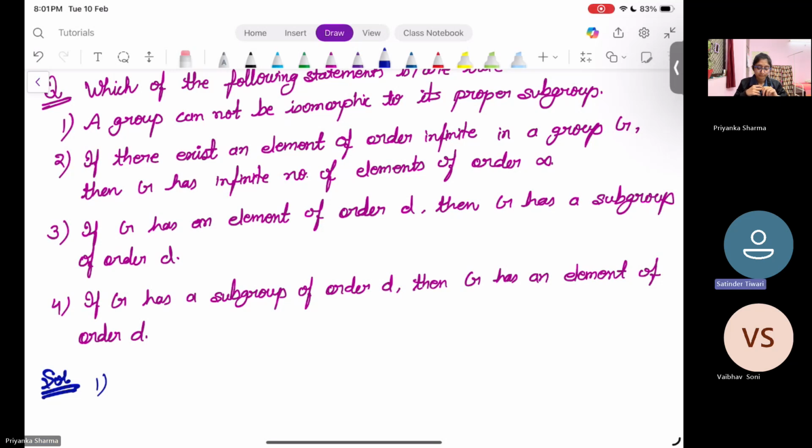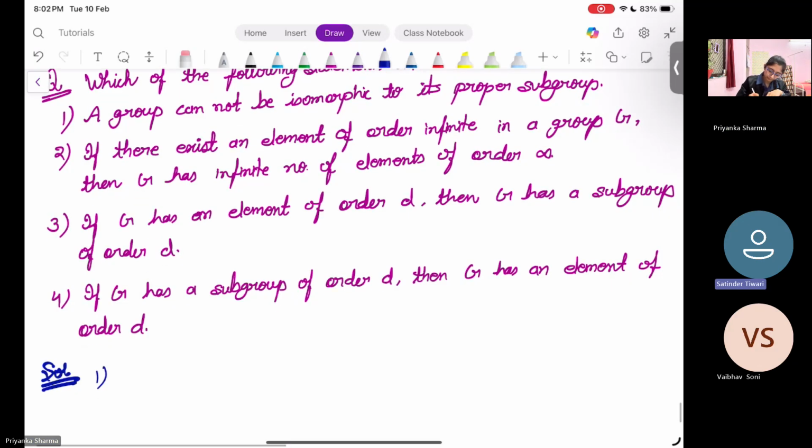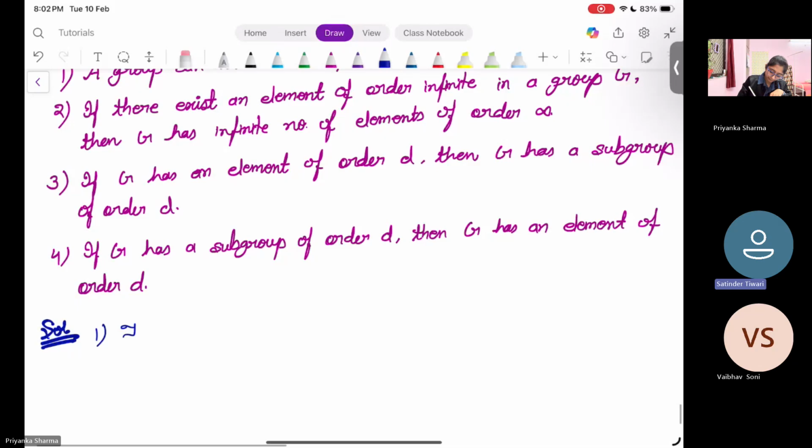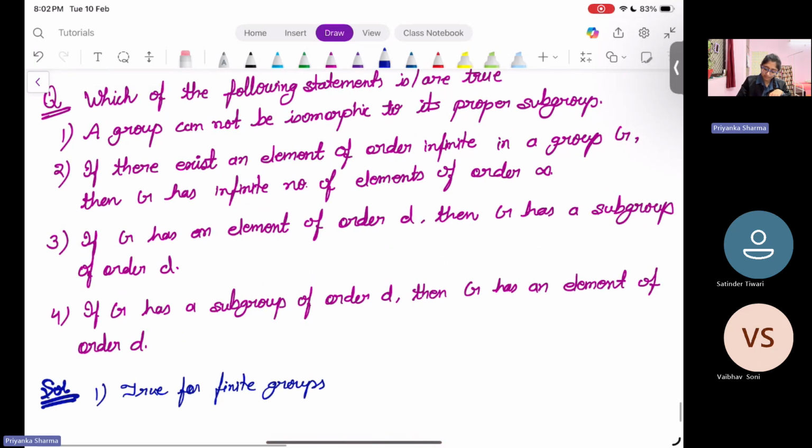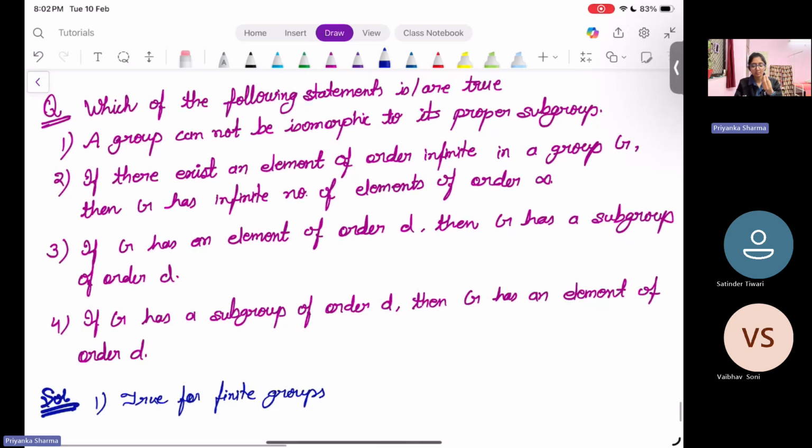It is true. Okay, this is true in case of finite groups. What about infinite? If the group is infinite, its subgroup will also be infinite. This is true for finite groups. Like if G is finite, then every proper subgroup will be finite.